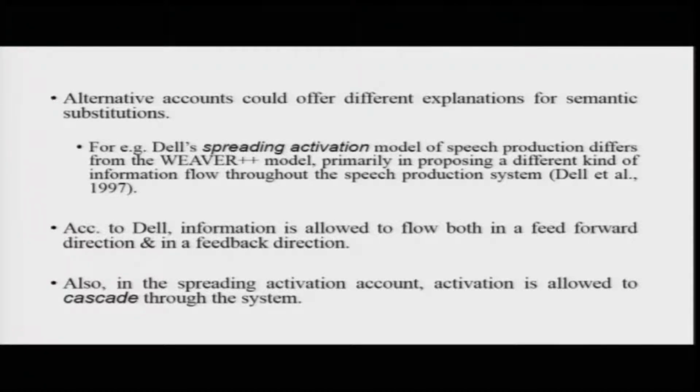Secondly, in the spreading activation model that Dell proposes, activation is also allowed to cascade through the model. What does cascading mean? It is almost like a drip kind of a thing. Once there is activation in the first level, there can also be some dripping activation in the second level, and some dripping activation in the third and the fourth levels. As soon as you see activity here, you can see some residual, partial, little bit of activity in the lower levels as well. This is the cascaded model.